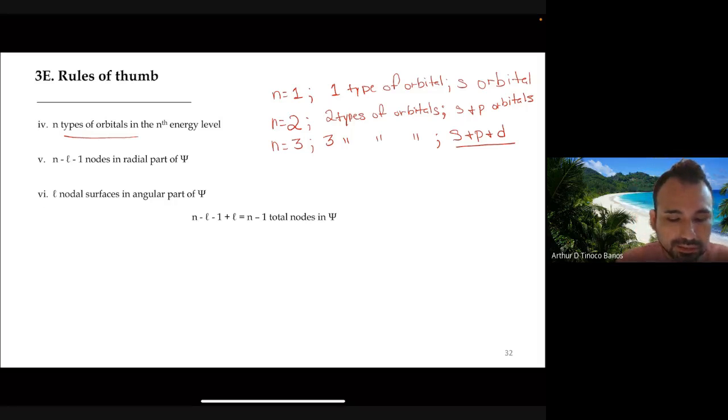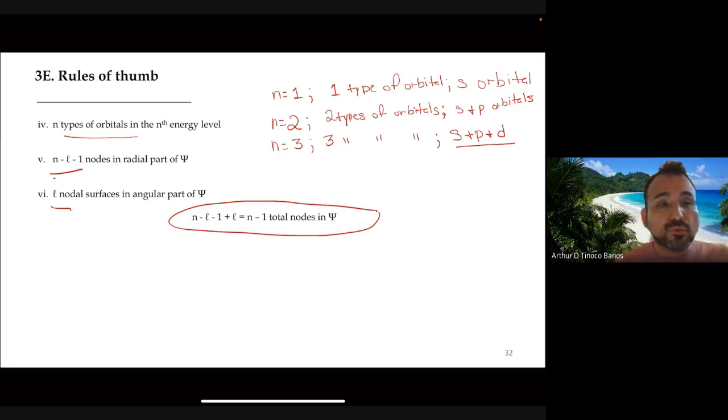Next is defining the nodes. There are n minus l minus 1 nodes in the radial part of the wave function. And with respect to the angular part, there are l nodal surfaces. So when we add up the radial nodes and the angular nodes, that would be n minus l minus 1 plus l, and we're going to have a total of n minus 1 nodes in the wave function. And that's, again, a combination of the radial and the angular nodes.